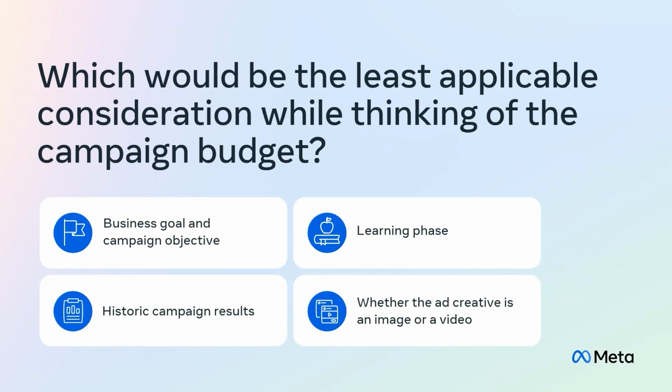As we have already discussed, the campaign objective and goal is important, the learning phase is important, the historic campaign results are important. But whether your ad creative is an image or a video is not of much importance when it comes to setting up your budget.